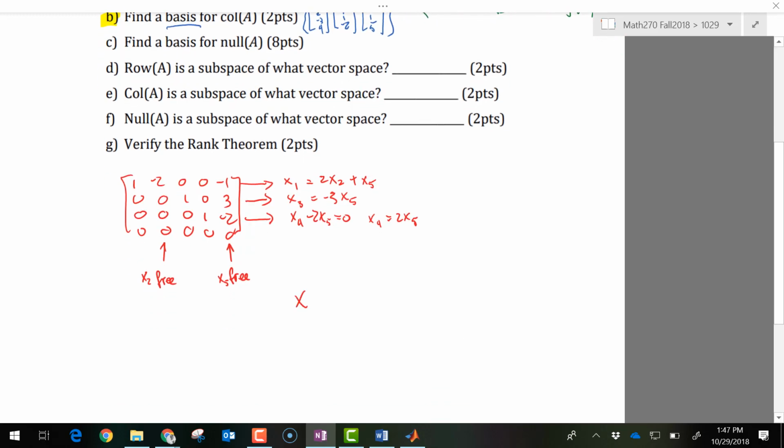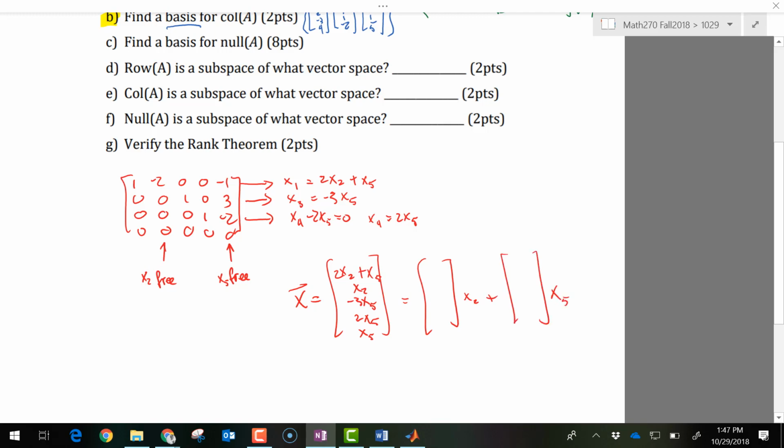So our x is going to be 2x2 + x5, x2 is free, x3 is -3x5, x4 is 2x5, and x5 is free. So things multiplied by an x2 and things multiplied by an x5. We have 2, 1, and nothing else for x2, and then 1, 0, -3, 2, and 1 for x5.